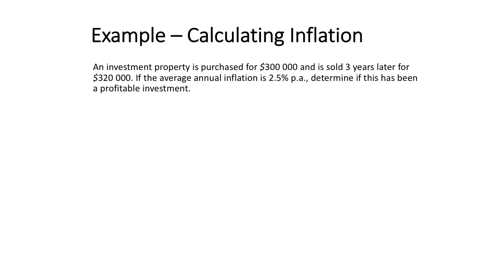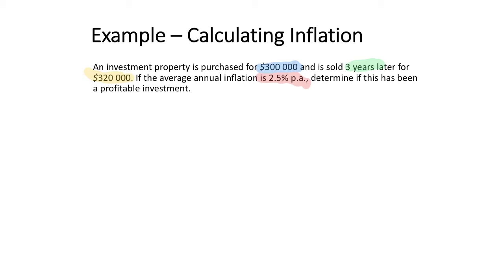So let's have a look at how we can apply this formula to be able to calculate inflation. So in the example, an investment property was purchased for $300,000 and is sold 3 years later for $320,000. The average inflation for the period of time is 2.5%, and we want to determine if this is a profitable investment. So it will be a profitable investment if the value of our original purchase price after we apply inflation to it is less than the price that they sold it for. So we need to apply our 2.5% inflation to our original purchase price of $300,000 to see what the value of the property would be after the 3 years to see if it's going to be profitable. And after inflation, if the adjusted purchase price is less than $320,000, then it would have been a profitable investment.